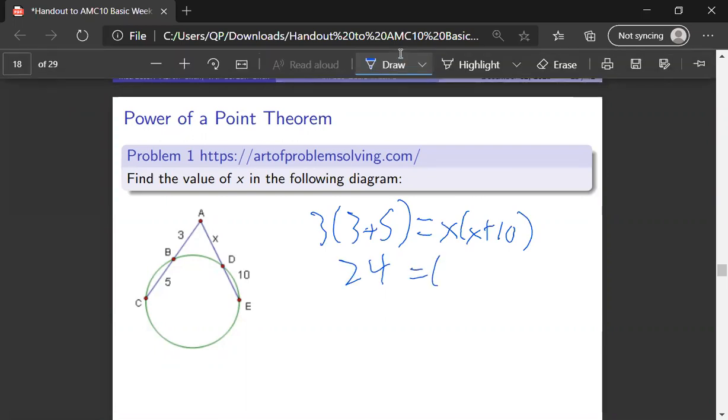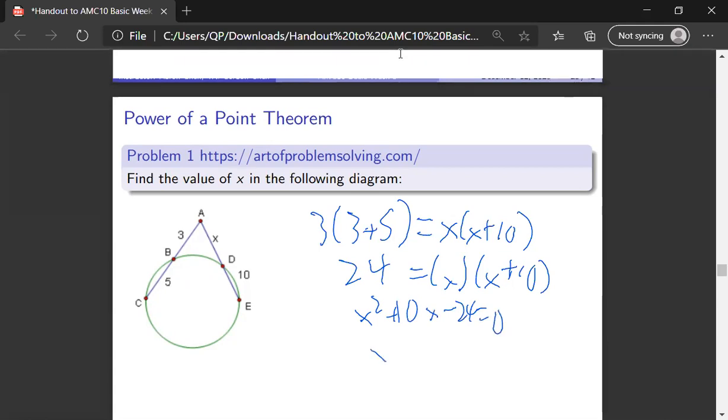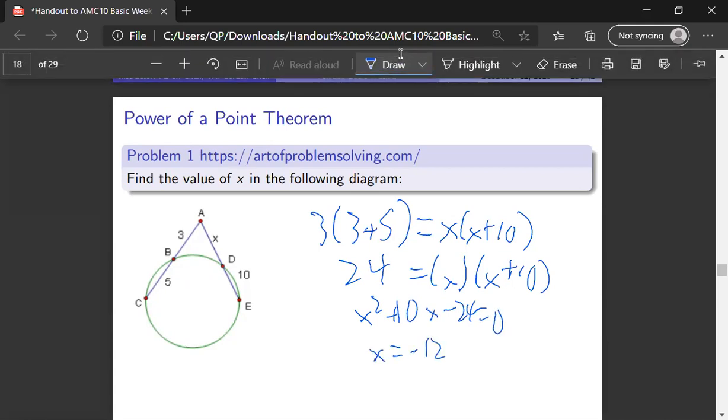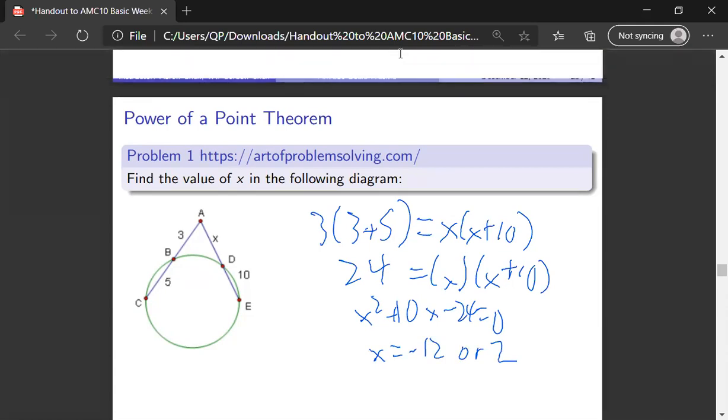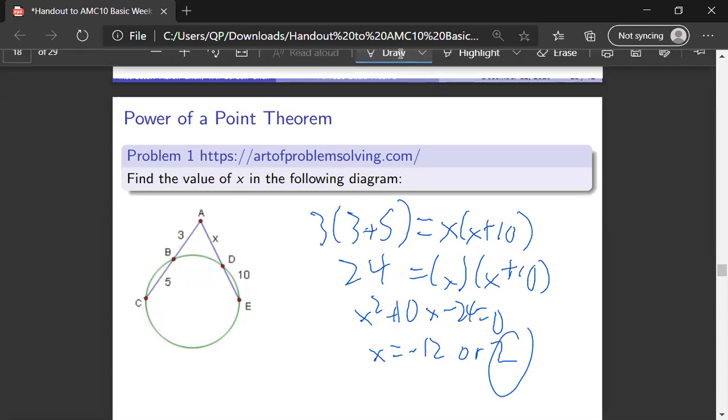And this is x times x plus 10. And so if you expand this out, you get x squared plus 10x minus 24 equals 0, which means x equals negative 12 or 2. And now clearly negative 12 is ridiculous because you can't have a negative side length, so x is 2. Any questions?